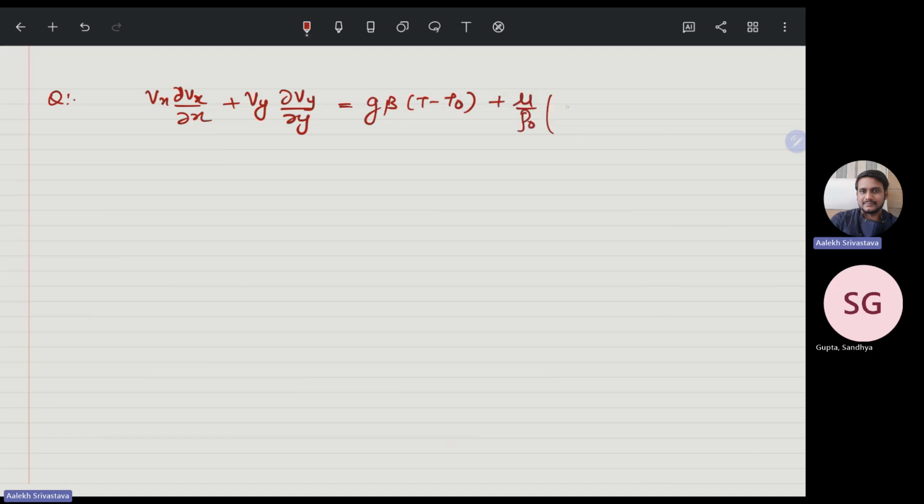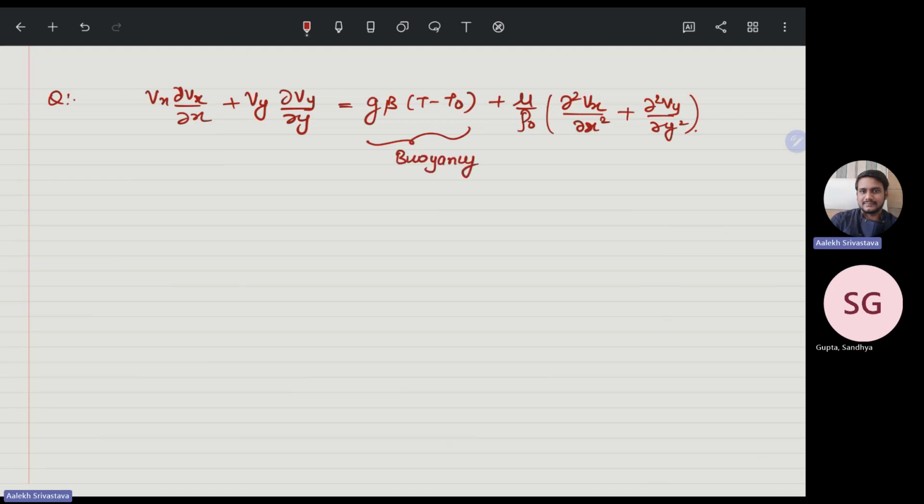This is your Navier-Stokes equation. Okay. So it is for the free convection, you know that this is your buoyancy term.